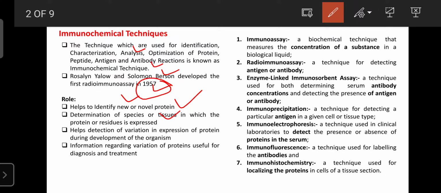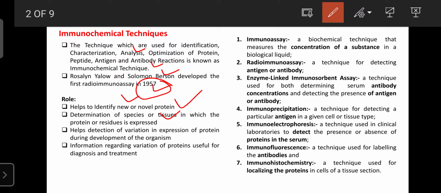Due to that expression, resistance develops. Due to resistance, the insulin fails to enhance the penetration of glucose inside the cell. So the expressed protein is also determined by immunochemical techniques, and only then is it helpful for the development of a new drug, so that the drug can avoid the expression or correct the protein expression, and help in the management of various chronic disorders including diabetes mellitus. Like that, this technique is helpful for determining the species or tissues in which a particular protein residue can be expressed.